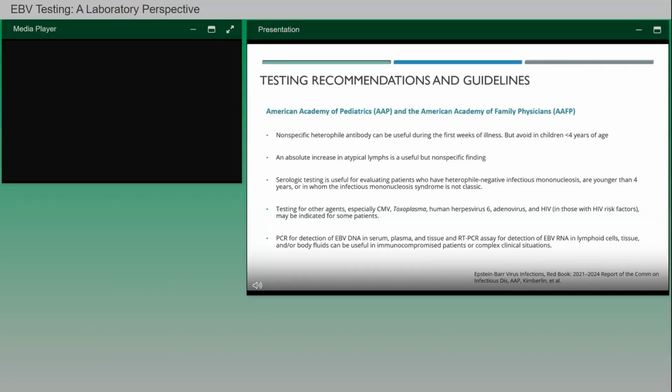They do mention PCR. PCR detection in body fluids or in blood may be useful for immunocompromised patients or complex clinical situations. So it's a lot of maybe useful, might be indicated, could be helpful kind of phrases, revealing that the testing approaches are not that standardized or definitive. Instead, testing can be helpful, but it really just depends on the patient's risk of significant infection or their immunocompetency, et cetera. So not real strict guidelines like we see with a lot of testing. It's pretty loose and generalized.